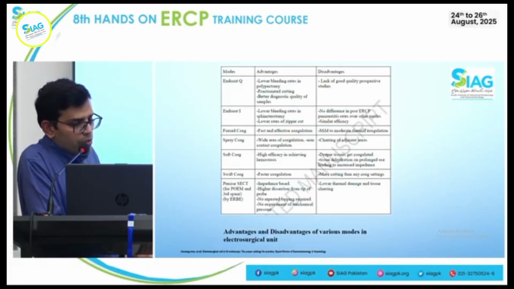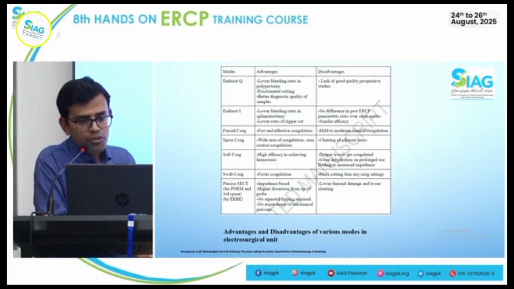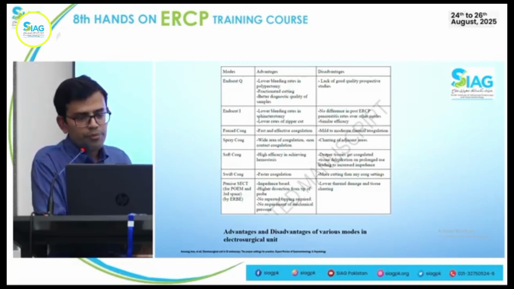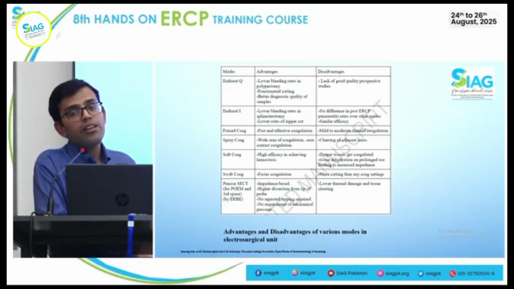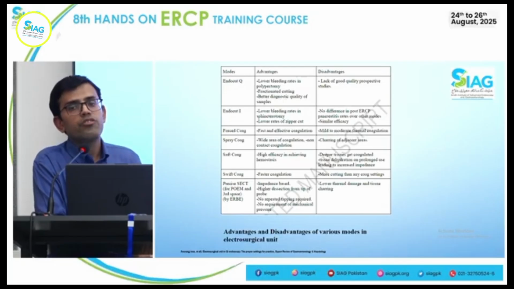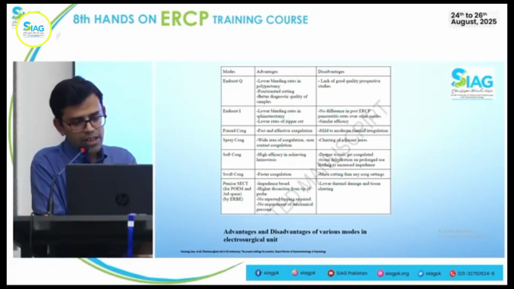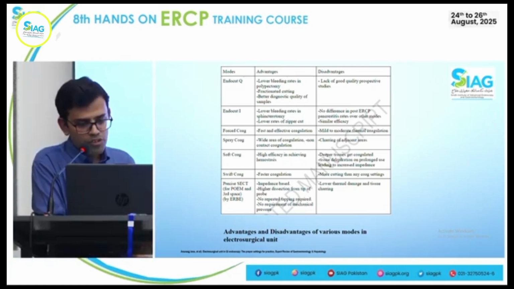So, just a summary of some common modes. Endocut Q and I are the blended cutting modes. Forced coag is an effective coagulation mode, especially used in third space. Spray coag and soft coag, we just saw, are for superficial coagulation. Swift coag relatively gives us a faster coagulation, and among the coagulation modes, it has more cutting as compared to other modes. The precise sect mode is impedance based, as we just discussed.